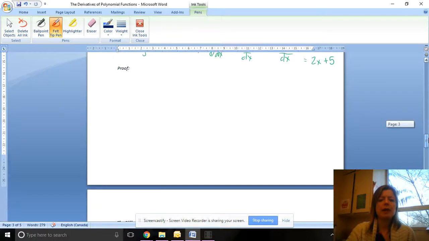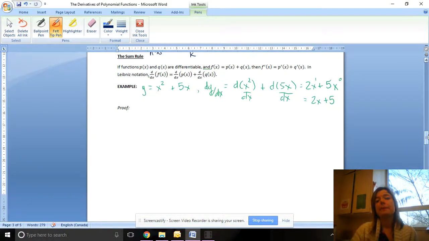Okay, one more, and this one uses kind of a fancy little algebra trick, so at this stage you wouldn't be expected to figure out what the trick is, but I do expect that you're going to understand what I'm doing. So the sum rule basically just says if you are adding two functions together, then the derivative is just the sum of those two derivatives. So if you have x squared plus 5x, the derivative of this function will just be the derivative of x squared plus the derivative of 5x. So the derivative of x squared is 2x to the power 1, and 5x to the power 0, so just 2x plus 5. Okay, so we're going to let p at x and q at x be the two different functions.